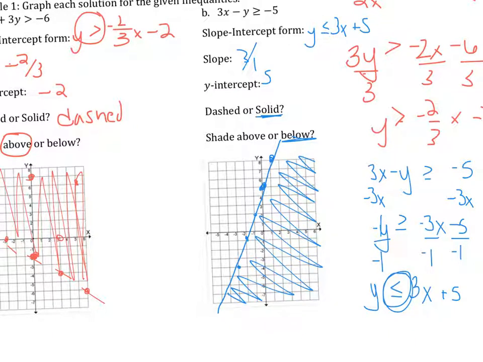Once again, any point inside that shaded region, so this one right here, this one right here, this one right here, those are all solutions to this inequality. If you plugged in any of their x and y values, you would get a true statement. Also, in this case, the points on the line are true statements because of the equal sign in the inequality.